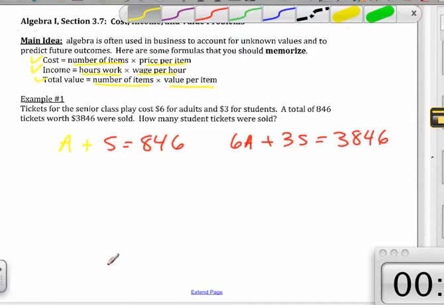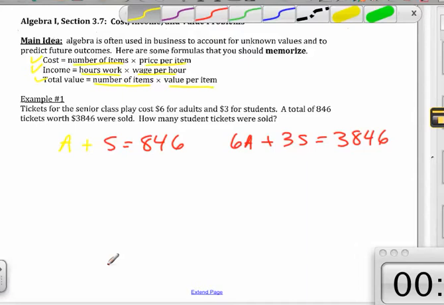What do I need to do now in order to solve this thing? Because remember, whenever I have two variables in an equation, I can't solve that. There are infinite solutions. I need to eliminate one of the variables. Ben, what can I do? Eliminate one of the variables. So okay, let's eliminate the A. How can I do that, Ben?